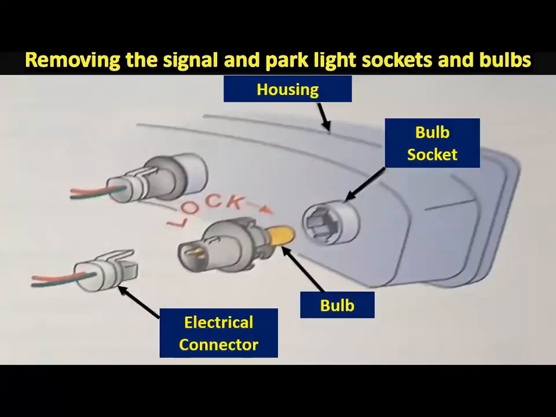And this is how you remove the signal and park light sockets and bulbs. As we know, the bulb can be removed by turning 45 degrees counterclockwise from the bulb socket. Before you do that, you have to remove the electrical connector first, then remove the bulb, to avoid damaging the bulb.